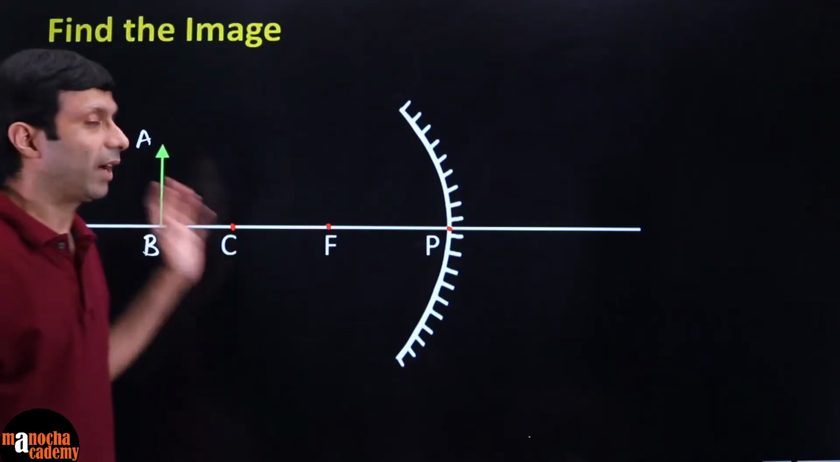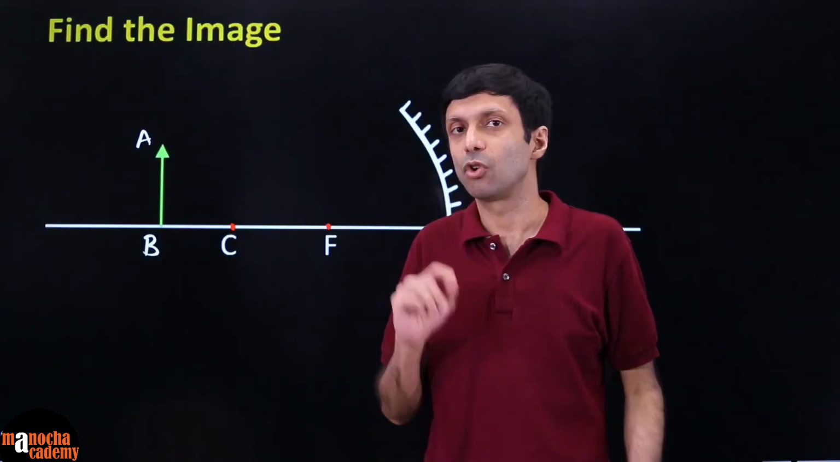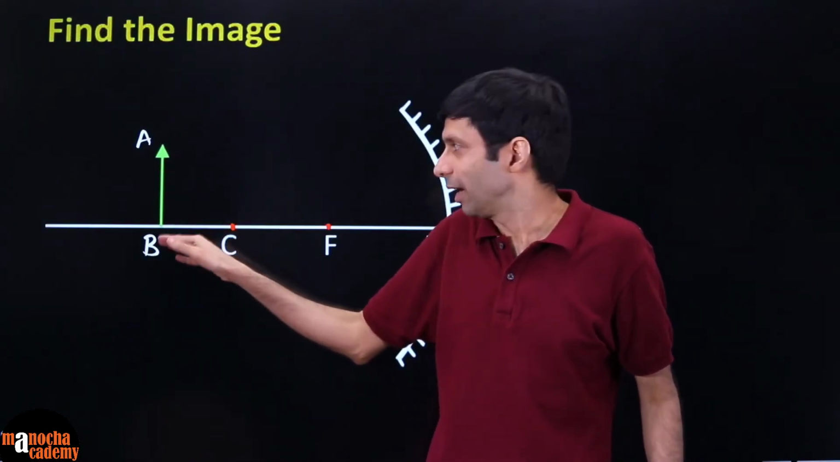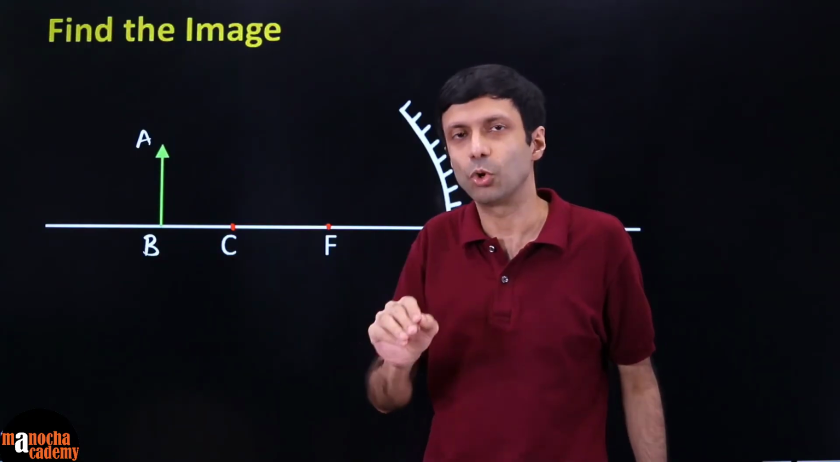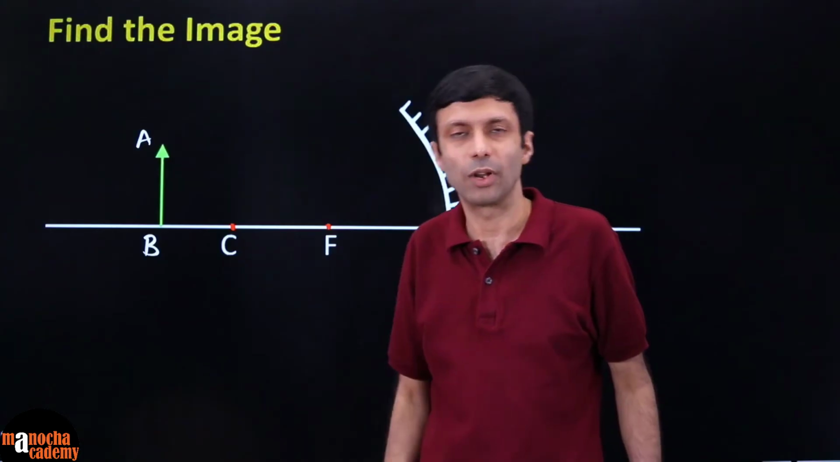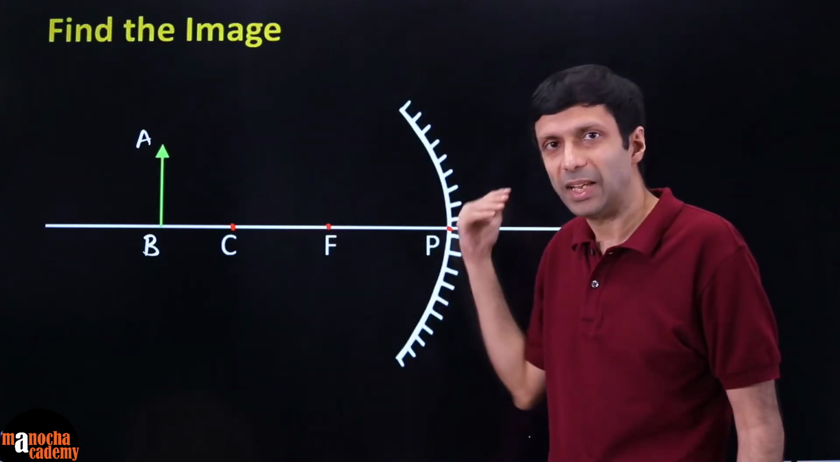Now to find the image, remember we have to draw the rays, and the important thing is to draw the rays only from the top of the object. What will happen to the base or the bottom of the object, I'll show you, but please draw the rays only from the top of the object, which we can call A. So we need to draw 2 rays to determine the image of A.